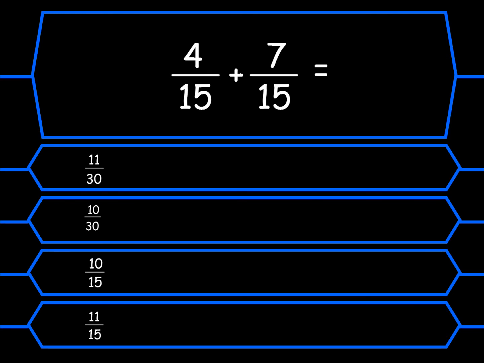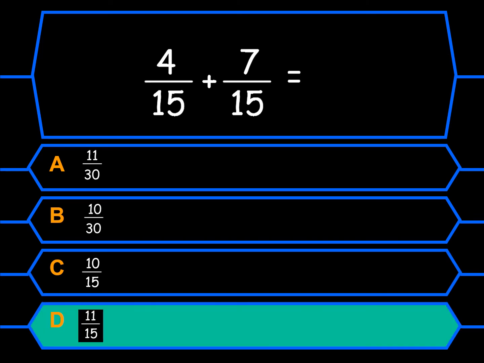Oh, a fractions one this time. 4/15 add 7/15 equals. Try and remember the rules when we're adding fractions. Is it A, 11/30ths, B, 10/30ths, C, 10/15ths, or D, 11/15ths? Have a little go. The answer is, of course, D, 11/15ths.